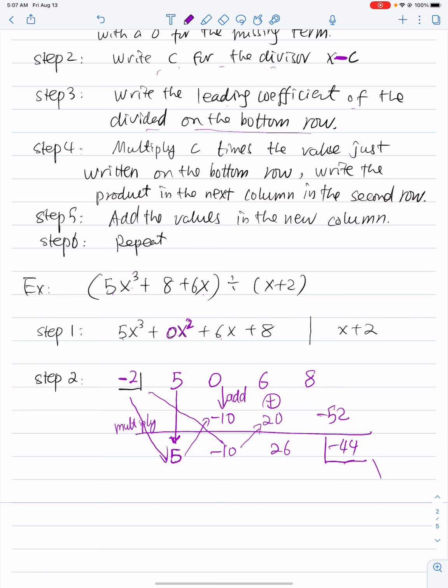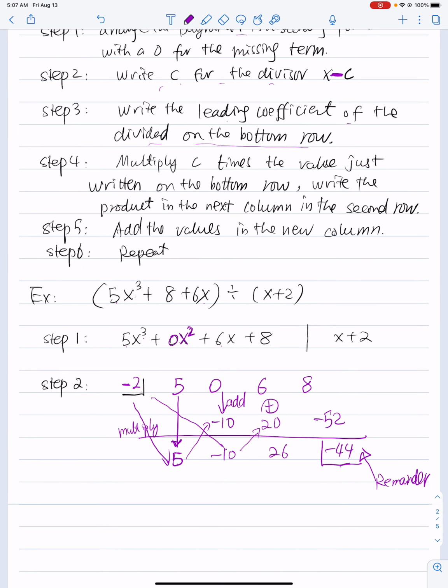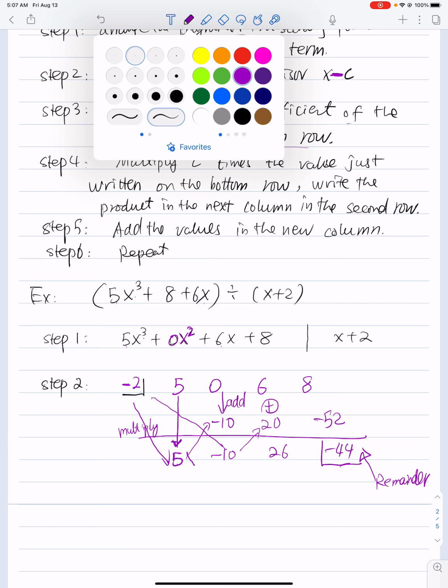Okay, so your last number is called what? Your remainder. And this part is the coefficients of your quotient. But what is the quotient here? So here is x cubed, and then what will be the first term here? It's always one power down. Okay, one power down.